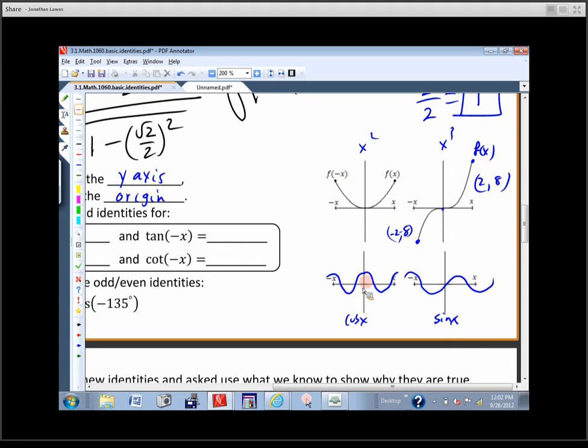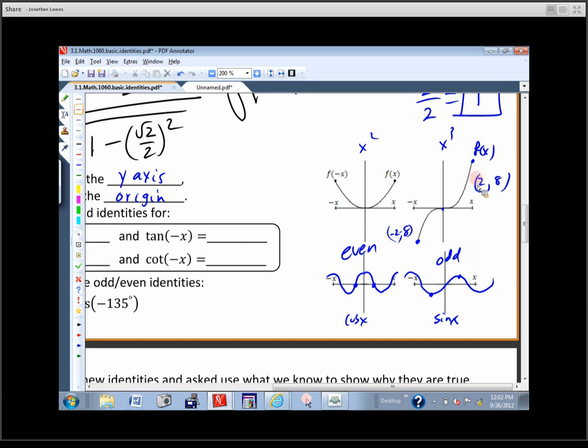If you go to the left and the right, look, if you go over here to pi halves, you get the same thing as if you went to negative pi halves. So this one is even. Cosine is an even function. What about sine? If I go over here to pi halves, I get 1. If I go to negative pi halves, I get 1, but it's negative. So this is odd.